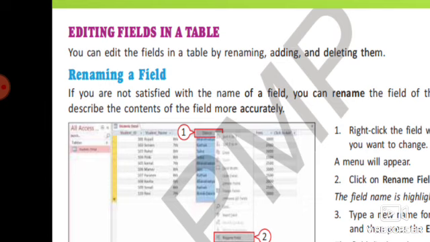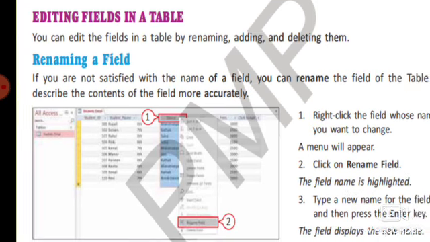Fields is just like the heading which you have given for your table. Suppose first name, last name. Here the red color is telling you the field name to be changed. So steps are very easy.